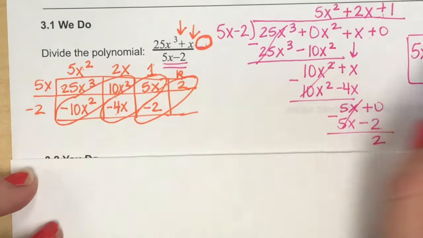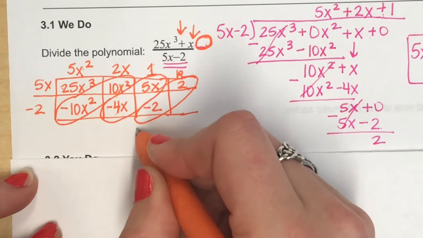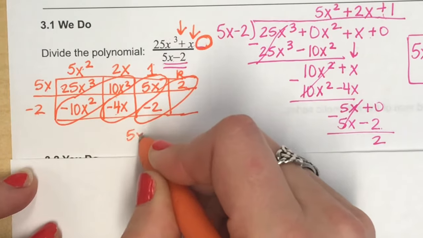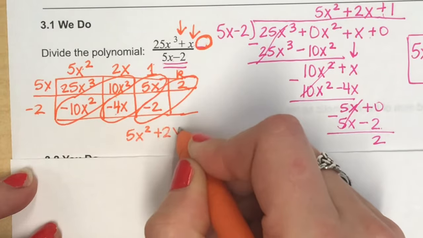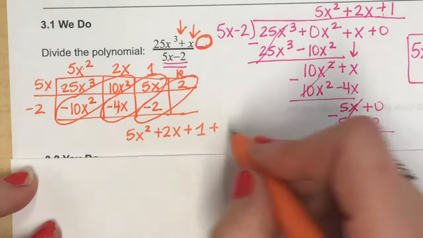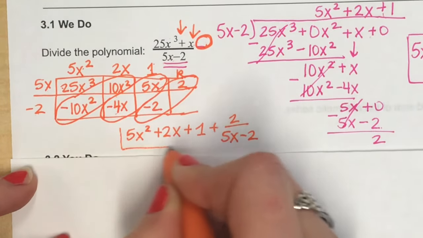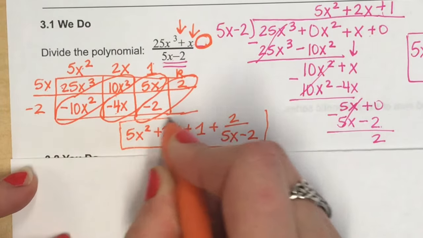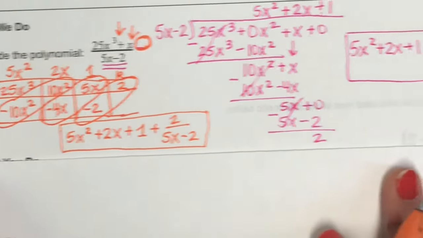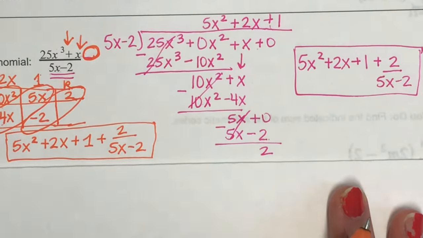So again, just like my same answer that I got for long division, my final answer is 5x squared plus 2x plus 1 plus my remainder is 2 over 5x minus 2. So you can see no matter which way you decided to do it, you're still going to get the exact same answer. So you can choose to do whichever one that makes more sense for you.